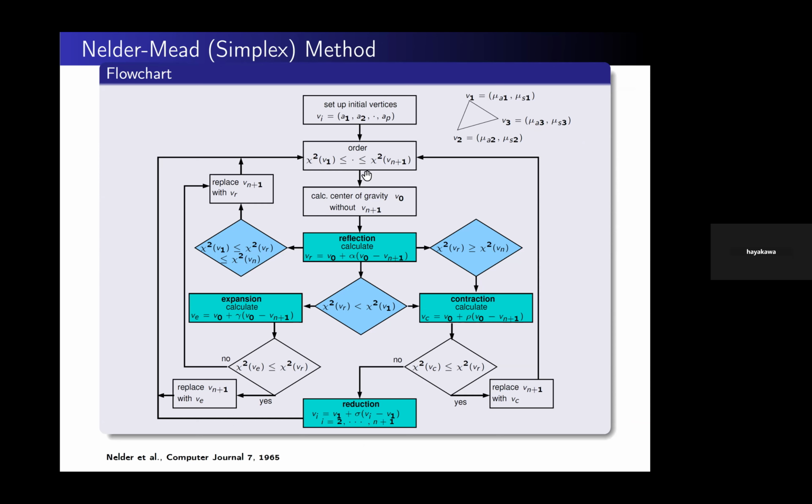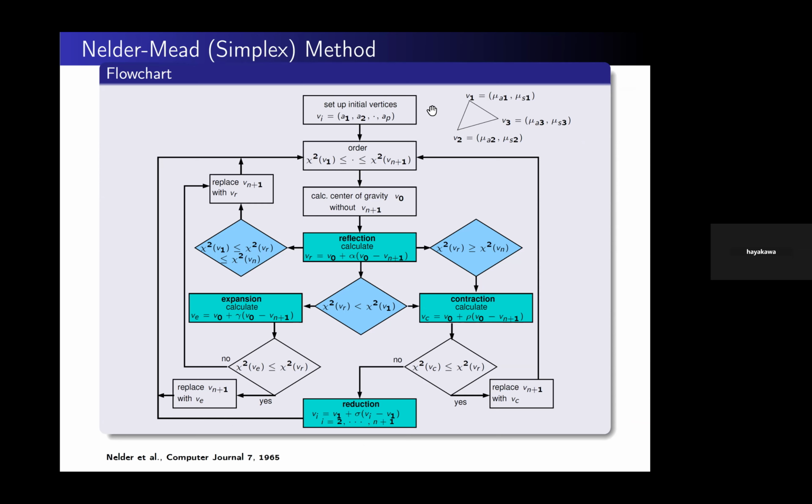And then you order them. Okay, so we're all trying to get to smaller chi-squared. So you order the chi-squared, you take away the biggest one. So let's say it's V3 here, you take away that. Then you find the center of gravity. That's just a weighted location between these. And you flip this thing. So you reflect it.